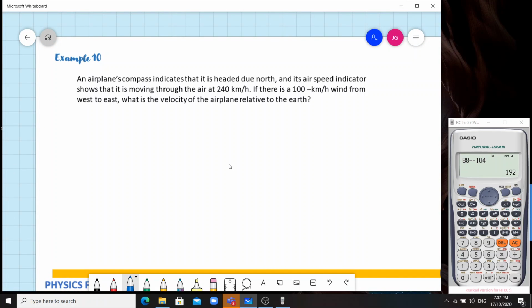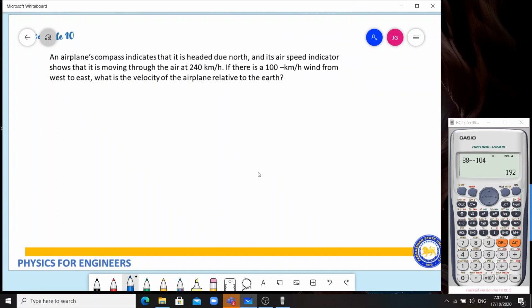Ayan. An airplane's compass indicates that it is headed due north and its airspeed indicator shows that it is moving through the air at 240 km per hour. If there is a 100 km per hour wind from west to east, what is the velocity of the airplane? So, halimbawa, ito si airplane. Sabi niya, ang airplane ay papuntang norte. Ayan. At 240 km per hour. However, merong wind na papunta dito. West to east, so 100 km per hour.